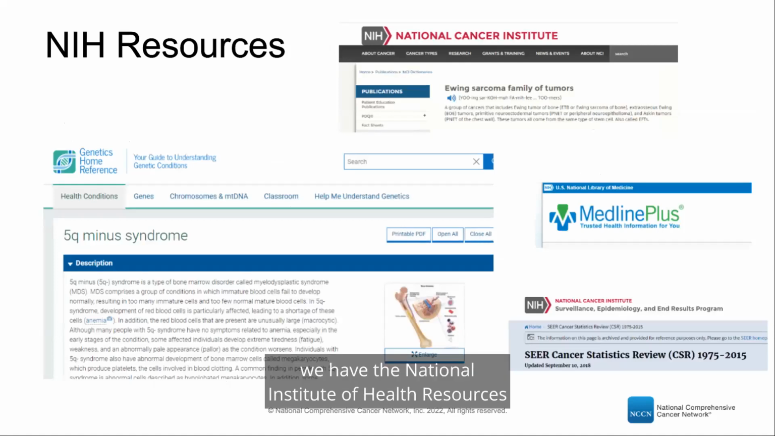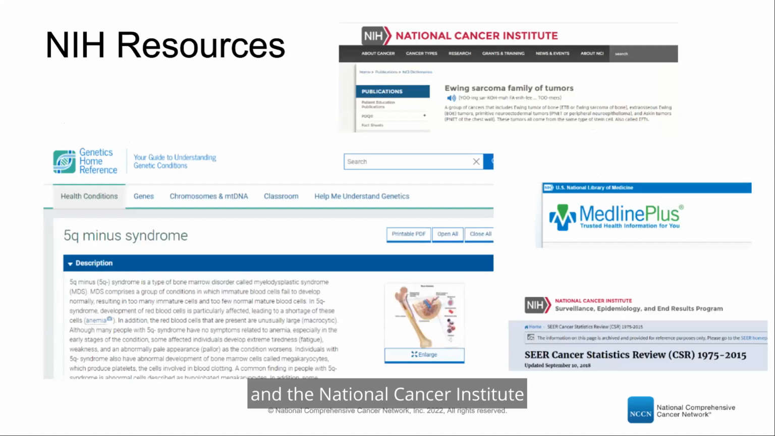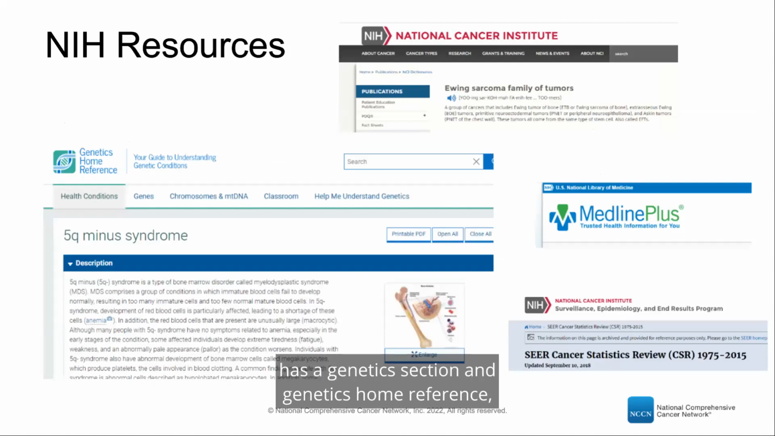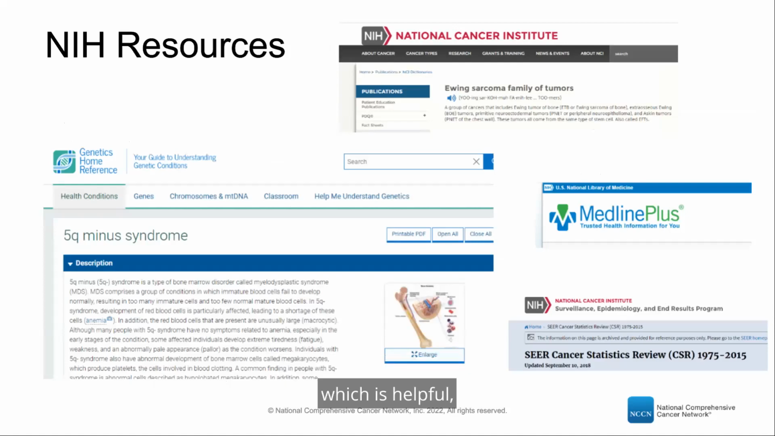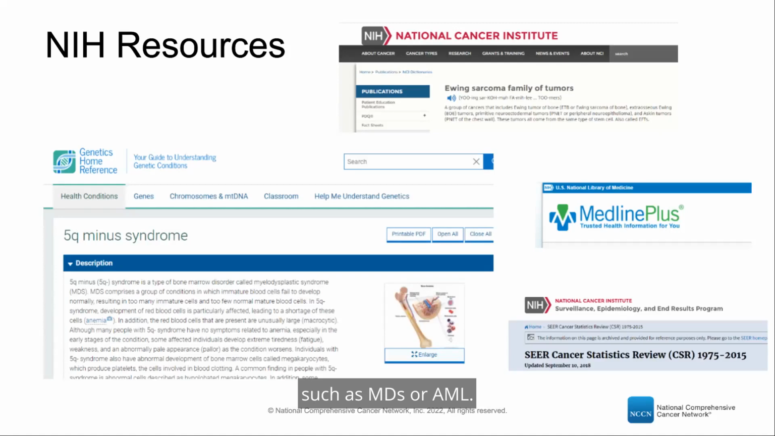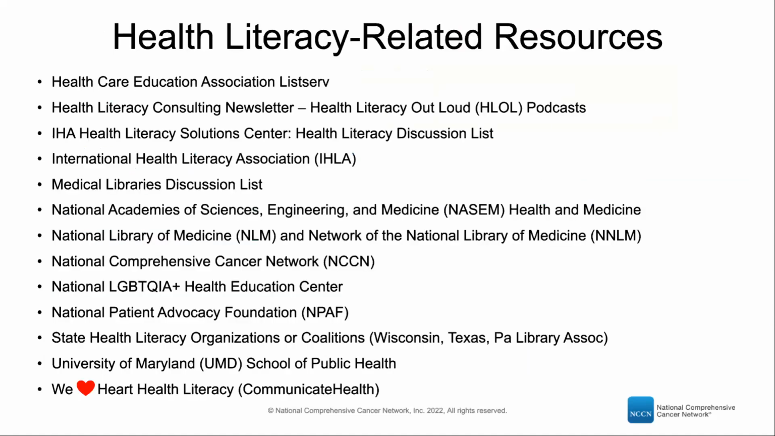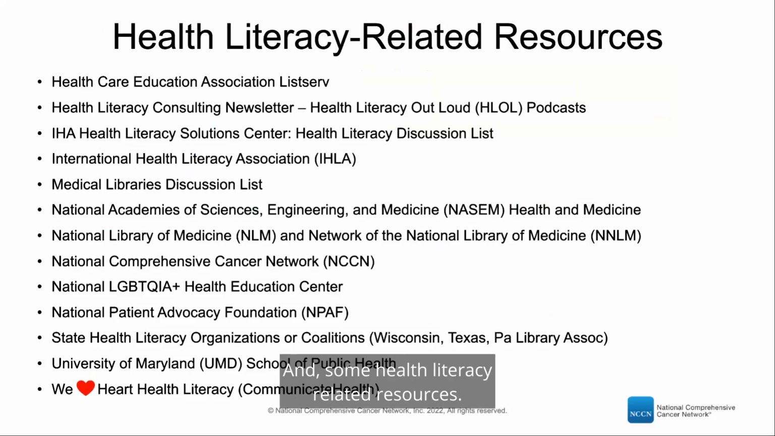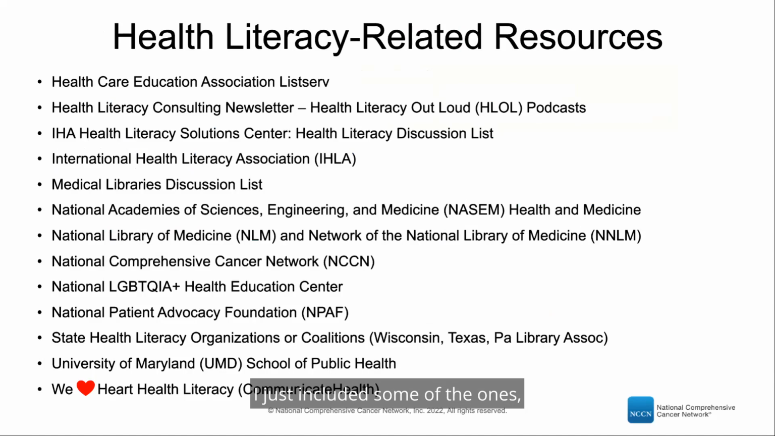Additionally, we have the National Institutes of Health resources, and the National Cancer Institute has an excellent dictionary. MedlinePlus, as I mentioned, has a genetics section and Genetics Home Reference, which is helpful, especially when you're dealing with blood cancers such as MDS or AML. And some health literacy related resources. Of course, I have not included all of them. I just included some of the ones that I use.